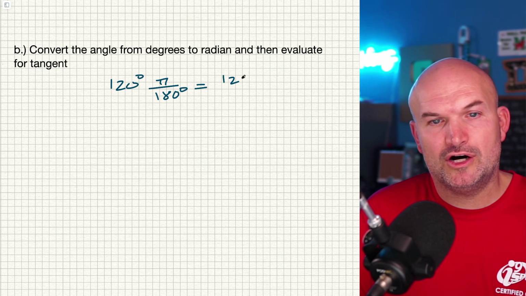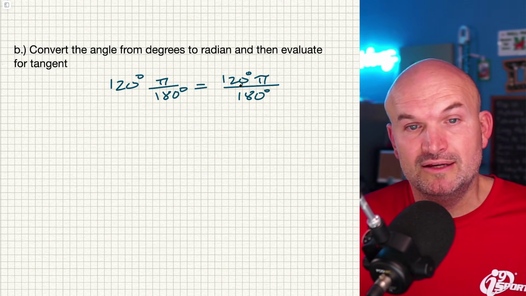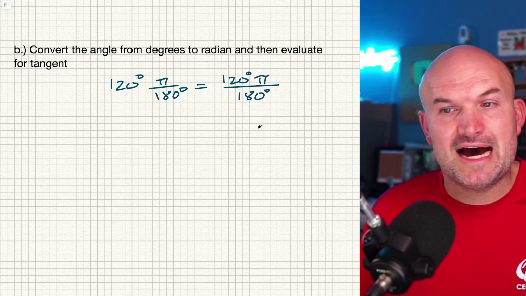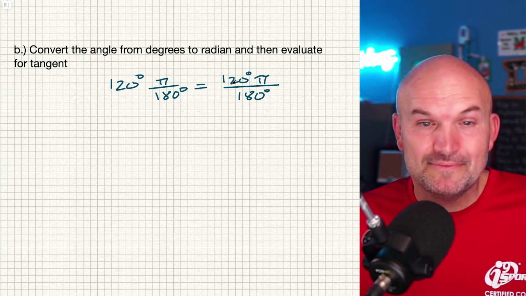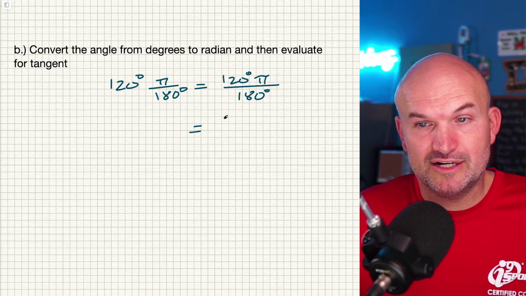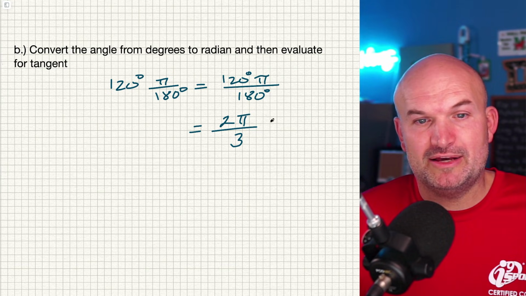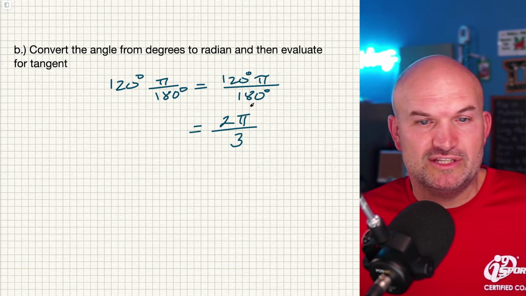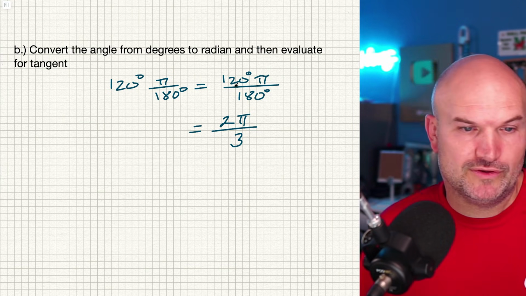Now I simply have 120 degrees times pi all over 180 degrees. Now I can just simplify and say, what is the largest number I can divide into my top and my bottom? And I'm thinking 60. 60 goes in there 2 times. So it's 2 pi divided by 3. And again, your degrees are going to divide out. So therefore, that's 2 pi over 3.